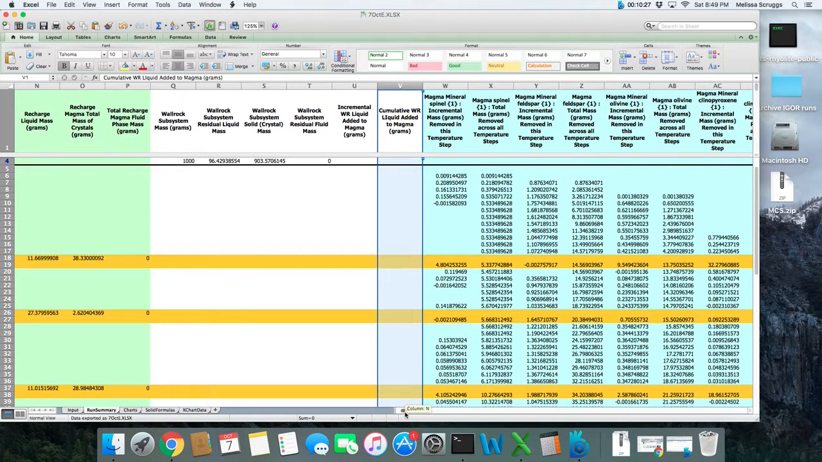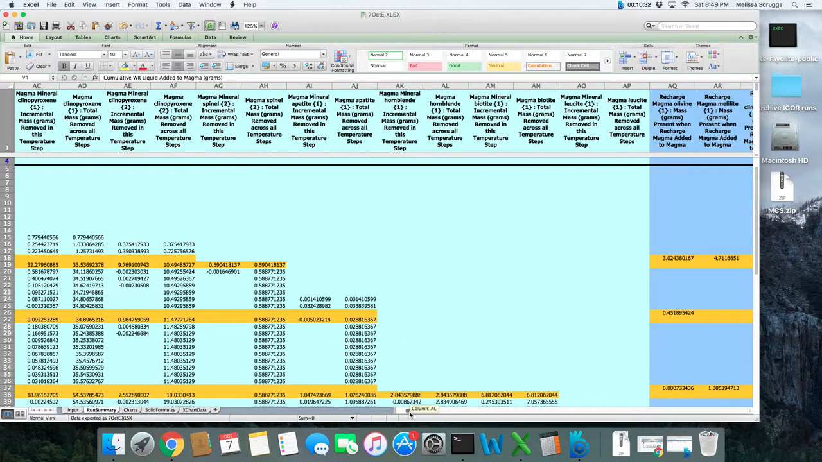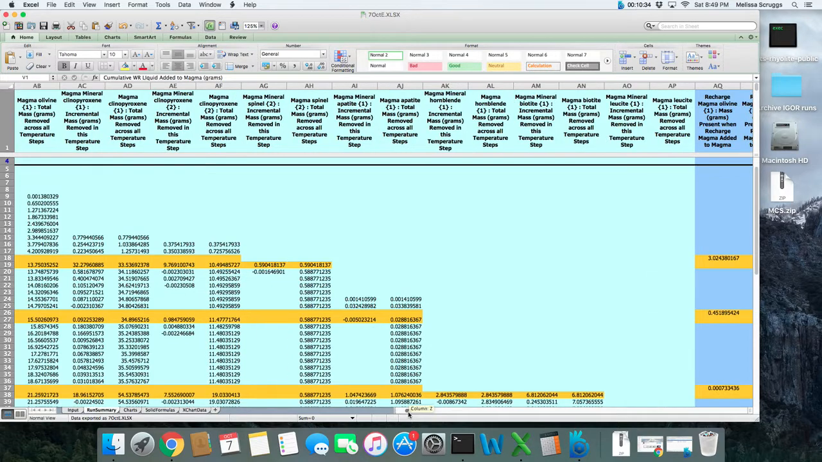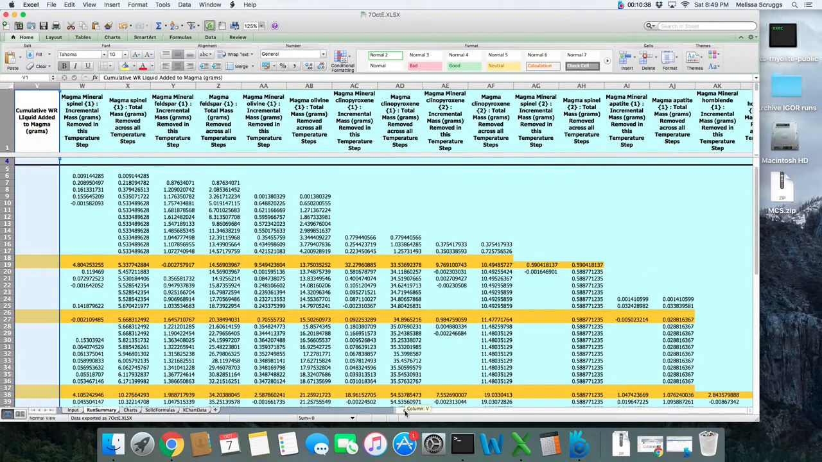The next few columns start with column W, and where it ends honestly just depends on what your run is. We call them the cyan columns. They start in W. That's always where your first mineral phase column would be.